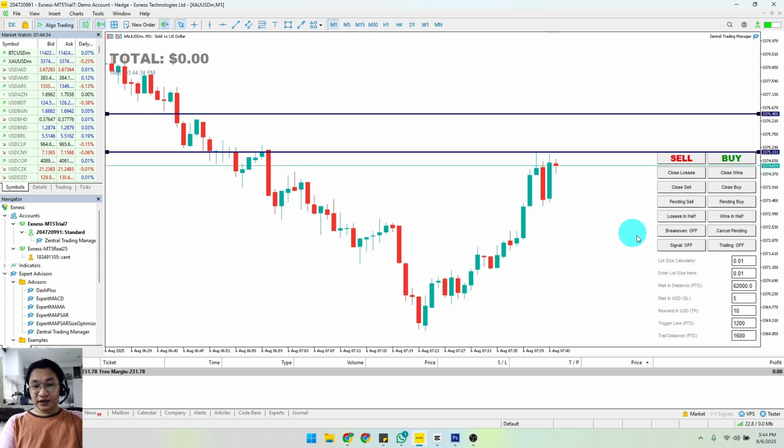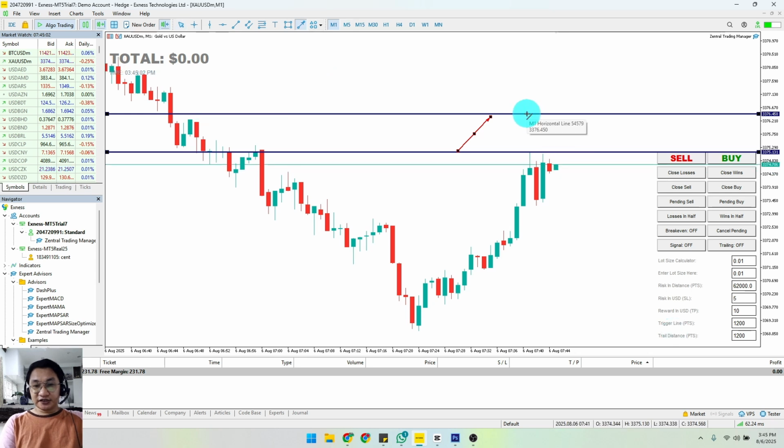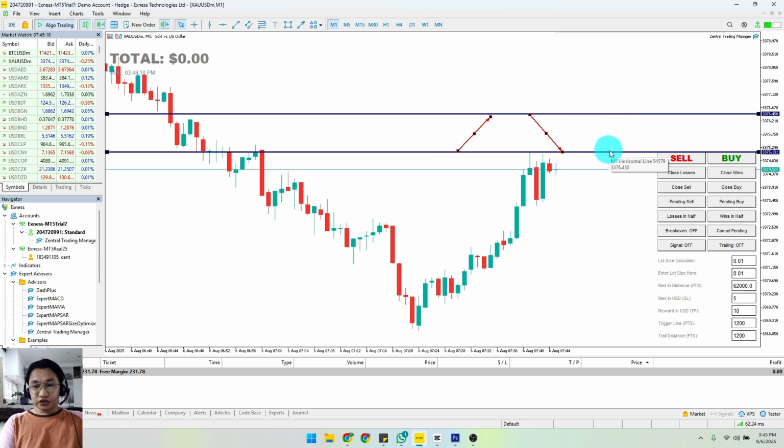Okay, and as what I've said, if you will be copying this one to this one, 1,200, the idea would be like a break even. Your trigger line is the distance between your entry point going to your trigger line, and your trail distance would be the distance between your trigger point going to your entry point. So it's like a hybrid. When it gets triggered at around here, your trailing stop would start at around here at your entry point. Do you get what I mean?